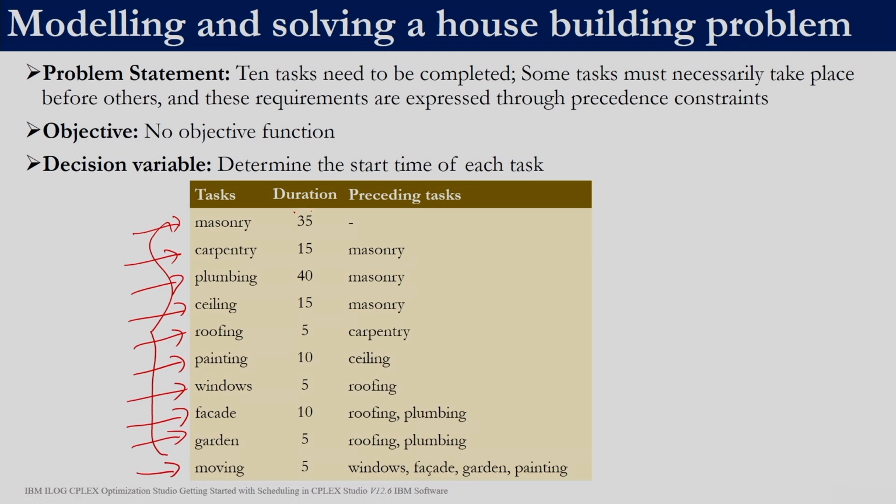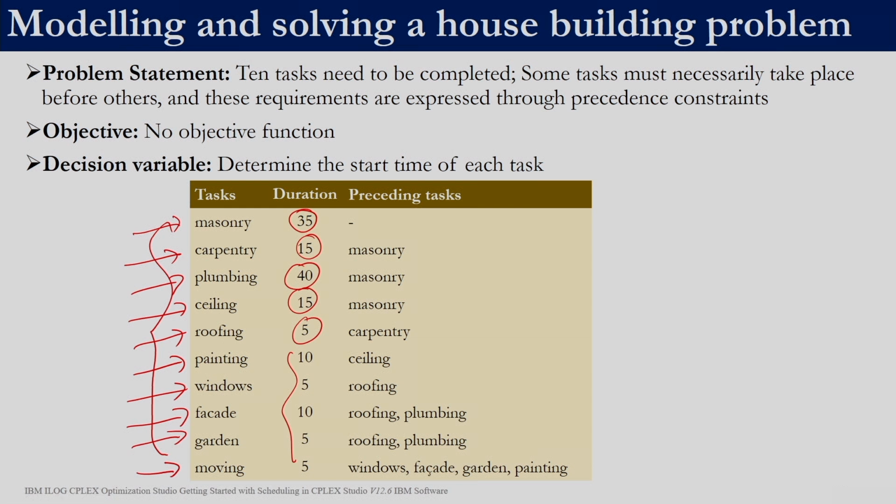So, this specifies the duration of each task. These are the tasks which need to be completed, and let us say masonry requires 35 days, carpentry requires 15, plumbing 40, ceiling 15, roofing 5 and similarly the other values, right.